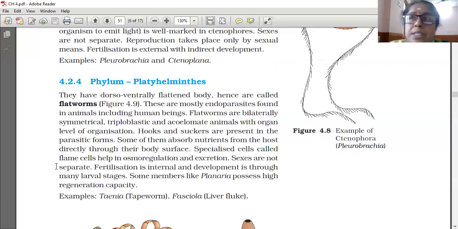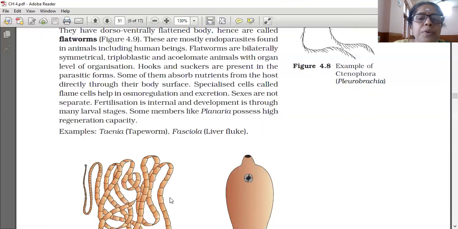Understood? Regarding regeneration, we are the highest order of organism, belonging to Mammalia, so we have less regeneration capacity. Still, from a small piece of liver, the full liver can be regenerated, and nails and hair are regenerated. So Taenia, the tapeworm, and Fasciola. See that, Taenia and Fasciola.